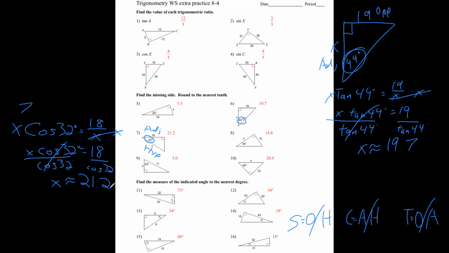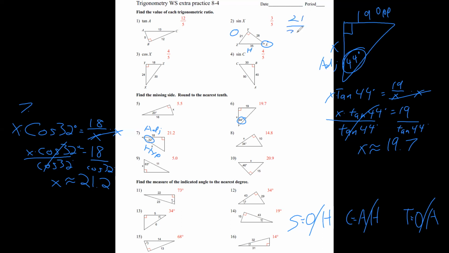2. All right. So on this one, we're just setting up a fraction. It just asks for a ratio. So it says sine of x. Well, here's x. For sine, we need opposite and hypotenuse. So this side's opposite. This is hypotenuse. So opposite is 21.